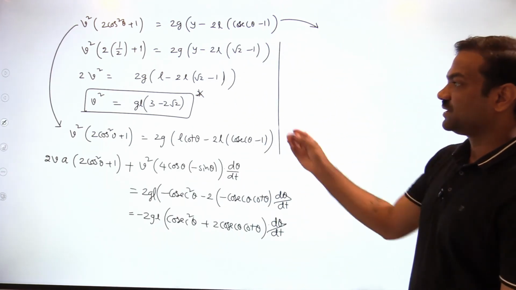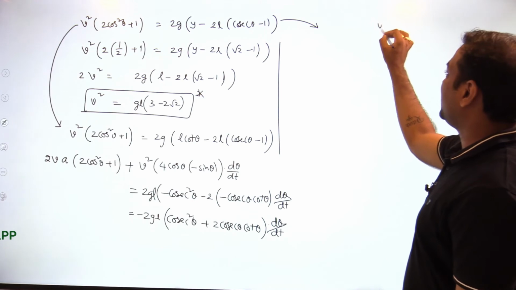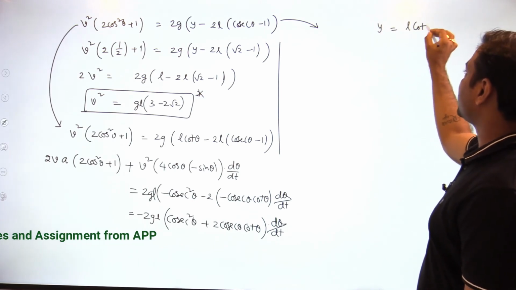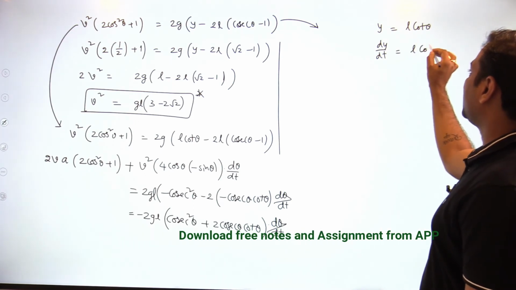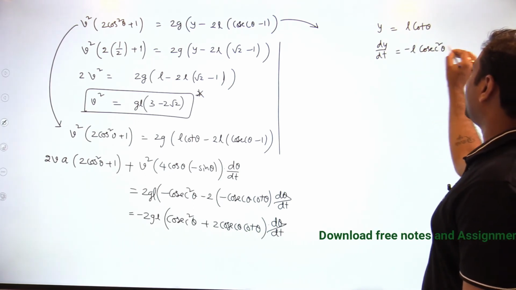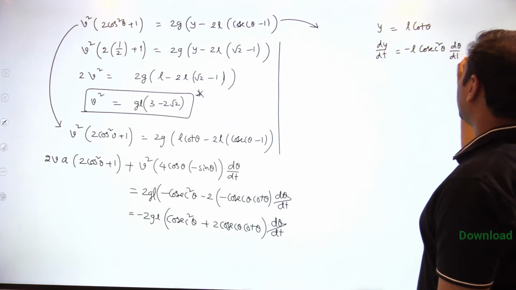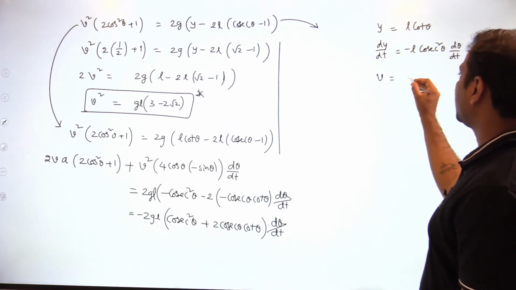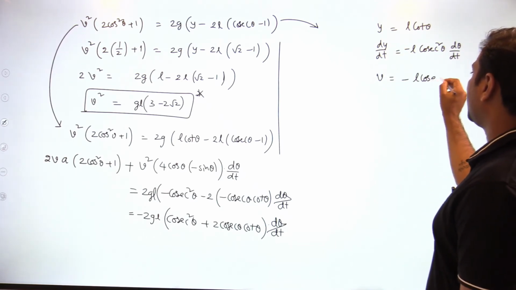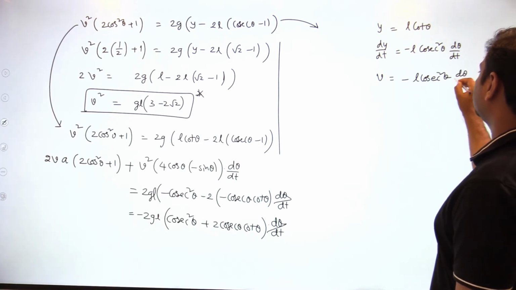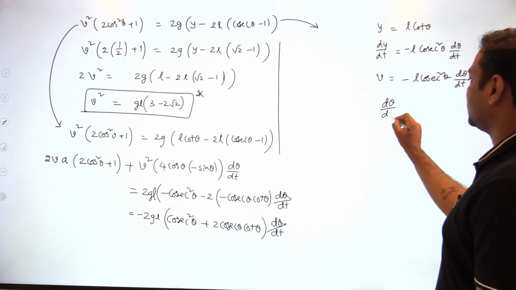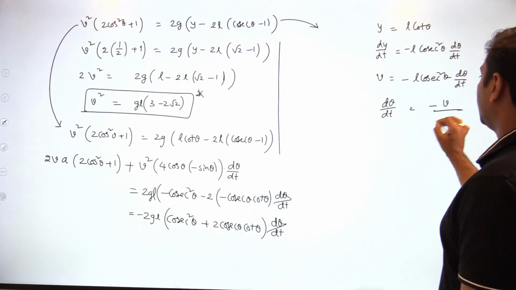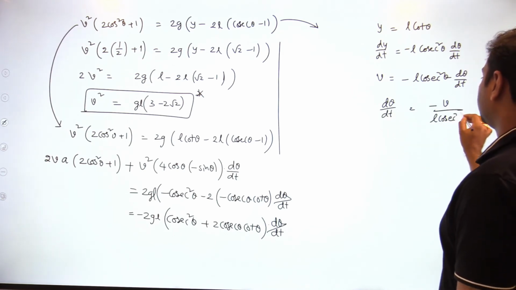D theta by dt value I want to find out. For that we can use the velocity logic. So which is y value I can apply, y is equal to L cot theta. Now what is the dy by dt? Dy by dt is L cosecant square theta minus d theta by dt. So dy by dt is nothing but velocity, minus L cosecant square theta d theta by dt. Okay? So finally d theta by dt I can write down as minus v by L cosecant square theta.